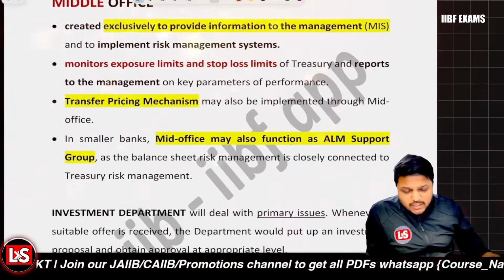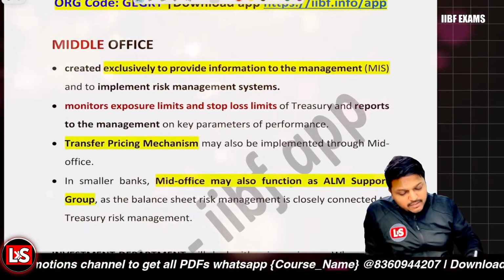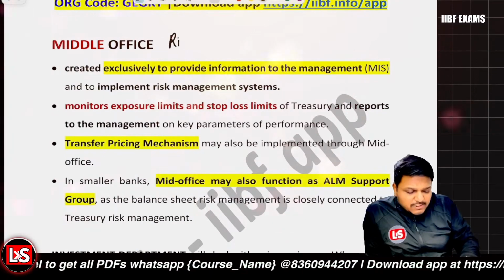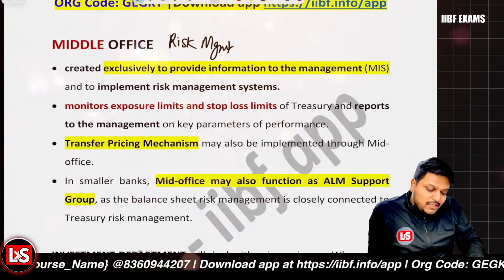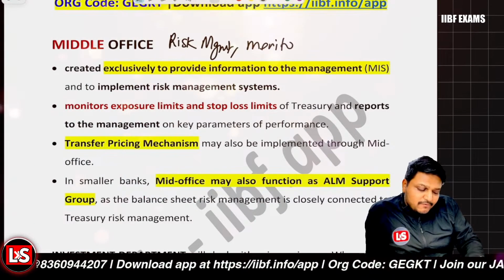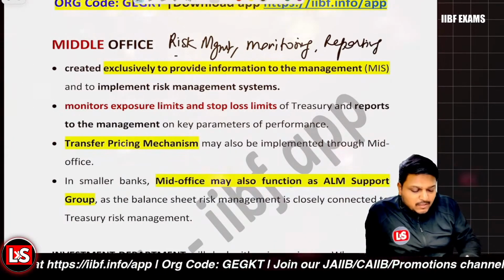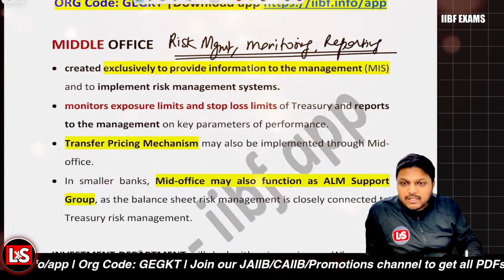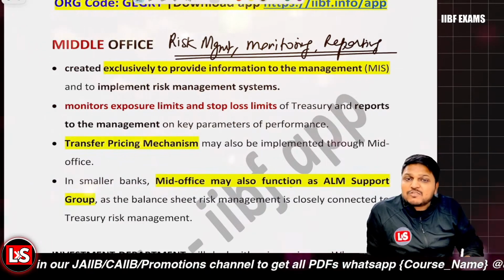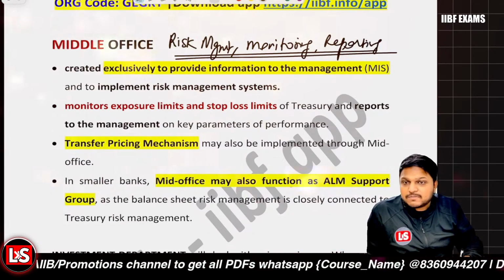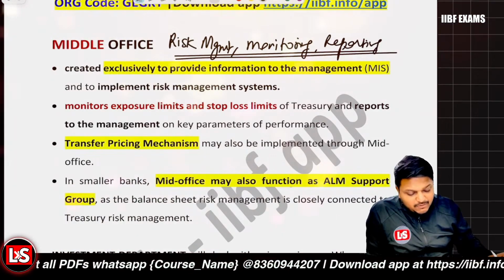And then it's about the third office, that's the middle office. So middle office is responsible for the risk management. Primarily, it's responsible for the risk management purposes, for monitoring, and one another function, that is reporting. Returns to RBI are to be filed by back office, but reporting to the higher management is done by the middle office. So it basically is an independent unit, right?